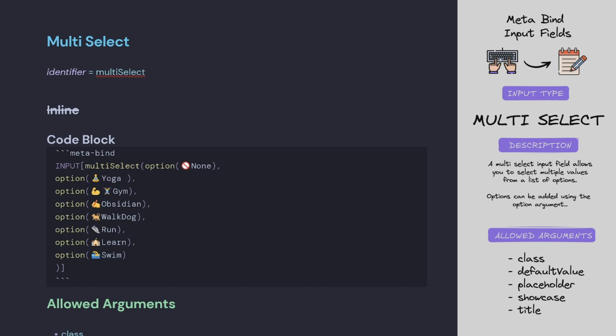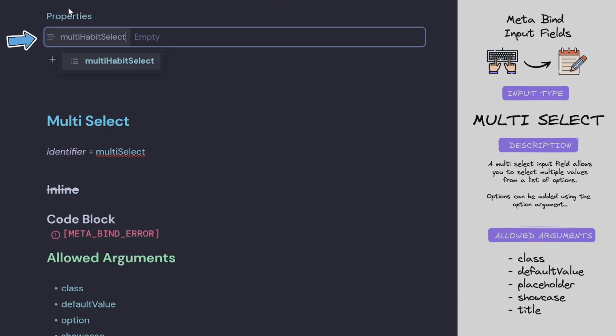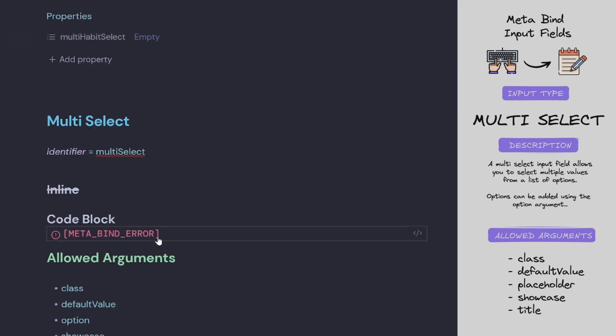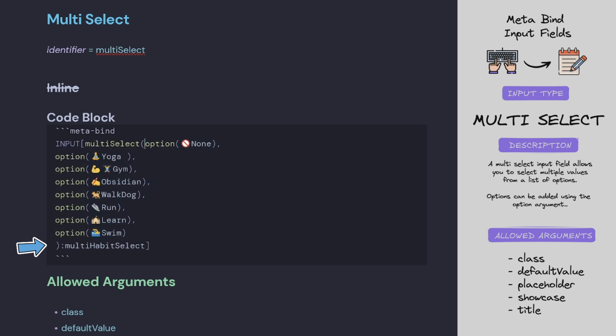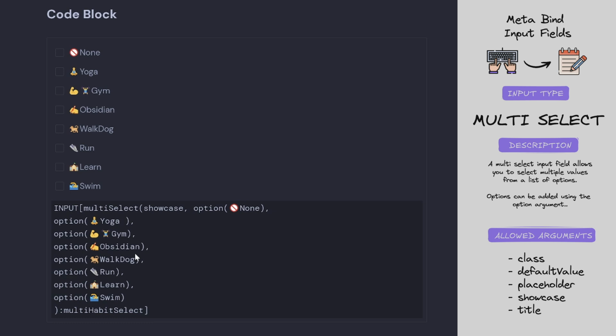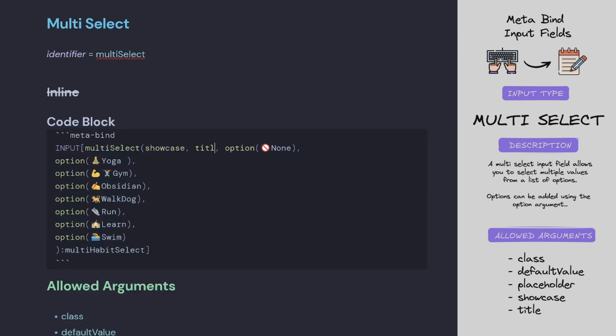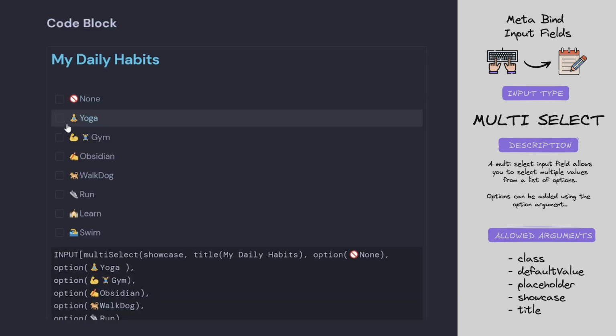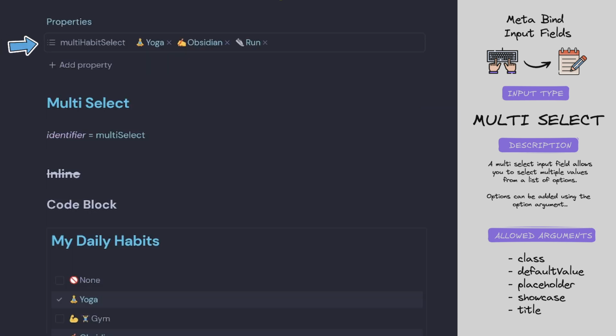We also need to bind it to a YAML property. So we'll put multi-habit select. Then I'll add my 3 dashes, multi-habit select YAML property. Got an error showing here. So let's try putting the showcase at the beginning. Now we're showcasing our code block. I can also give it a title. It could be my daily habits. So now I've got my title, my daily habits, and I can choose my daily habits for the day, and they are setting up in my YAML property.